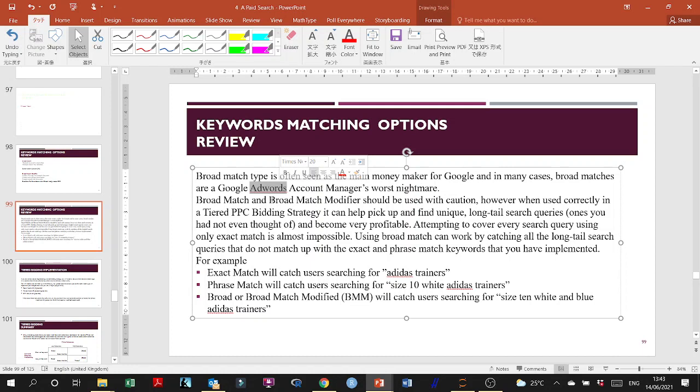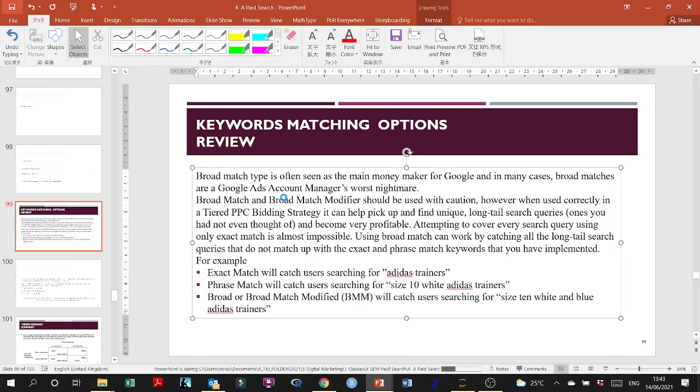We don't have AdWords anymore, so Google Ads. It's now Google Ads. This is a little old. For Google Ads account manager. So it's your nightmare, but it is the money maker for Google. So how do you turn this nightmare to your advantage? You need to customize your bidding strategy. So broad match and broad match modifier should be used with caution.